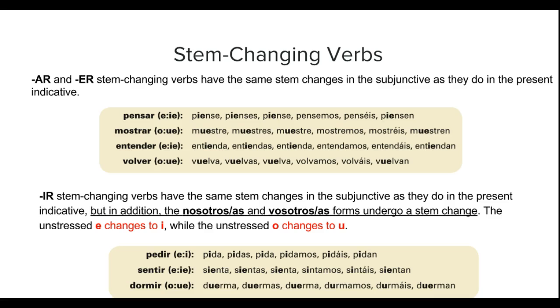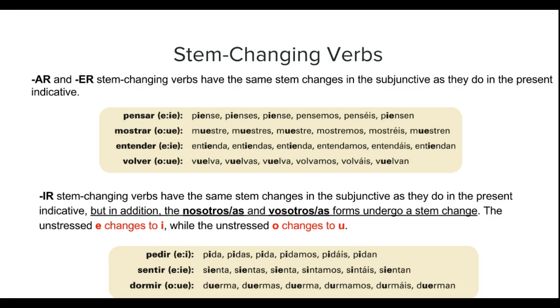Pedir is an E to I verb, so that one pretty well follows the same pattern throughout all 6 conjugations. The E changes to an I. Now when you get to the next 2 examples though, sentir is the one you're used to seeing as an E to IE verb, and you'll notice that the nosotros and vosotros forms only have the E to I stem change. Dormir, which you're used to seeing as an O to UE stem changer, will only change O to U in the nosotros and vosotros forms.